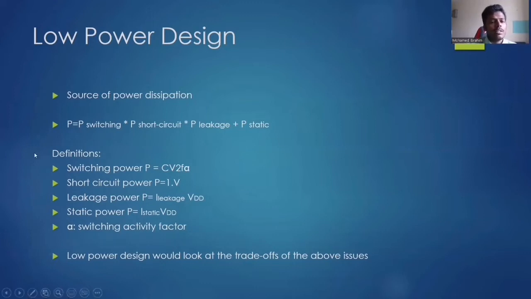Next, this is the formula used for low power designs. We are considering the formula P equals P switching plus P short circuit plus P leakage plus P static. The definitions are here: the switching power, the short circuit power, and sigma, which is the switching activity factor. Low power design would look at the trade-offs of the above issues.